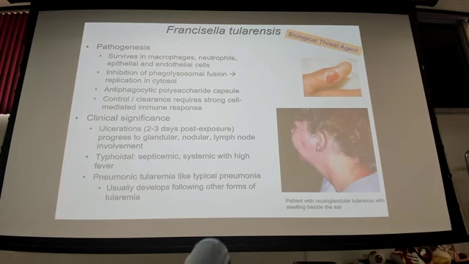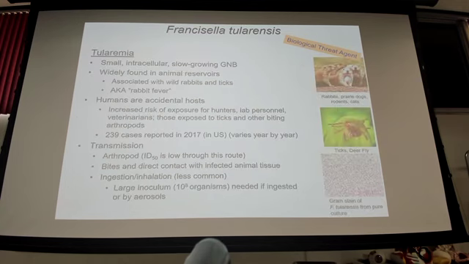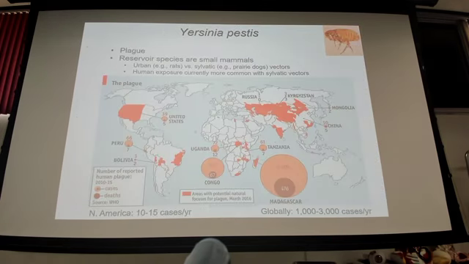Can you get this in the United States? Yes. What regions in the United States would you associate this with? Kind of heaviest cases are in those tick infested areas, forested areas. Similarly, Yersinia pestis, can you get this in the United States? Okay, and then what part of the United States do you associate with plague? Western, yeah.